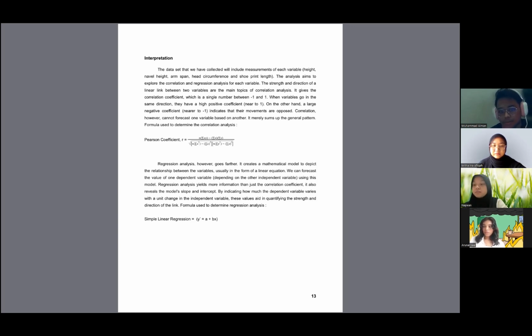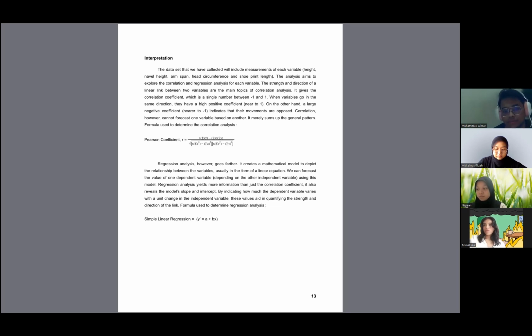So the strength and direction of a linear link between the two variables are the main topic of correlation analysis. It gives the correlation coefficient, which is a single number between -1 and 1. So the formula used for the correlation analysis is the Pearson coefficient.